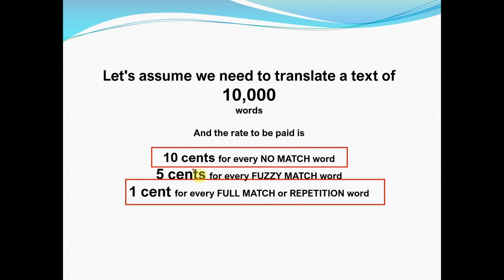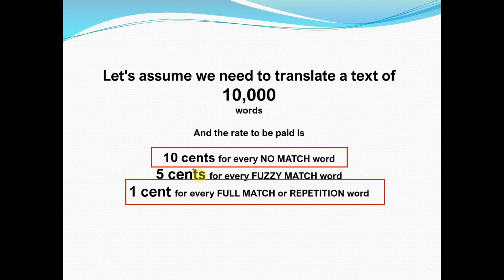So we need to understand this idea, this concept, that it's true that actually we call the words full and fuzzy match or repetition or internal fuzzy. But actually, I mean those words that are included in the sentence that is considered that way. Because if a sentence is considered no match, then all the words included in that sentence will be considered no match.